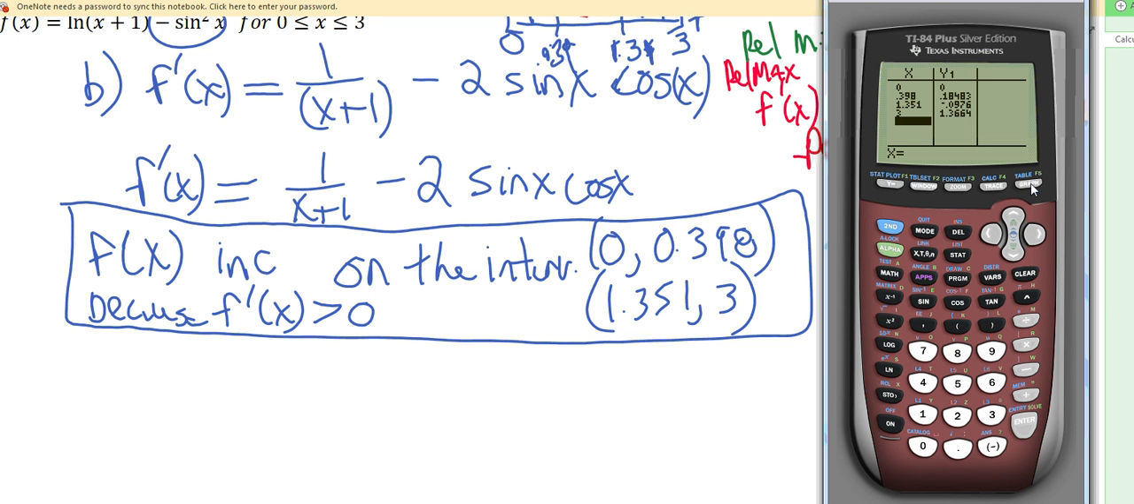So now that you have all that information listed, the function's absolute minimum value would be that negative 0.098, and that occurs at f of 1.351, and we have an absolute max value of 1.366, and that occurs when x equals 3.